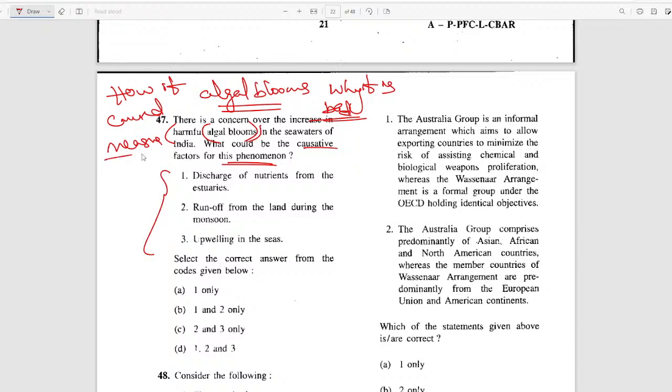And then what are the measures that they have taken, or measures that can be taken. For example, here they are saying what are the positive effects: discharge of nutrients from estuaries, runoff from the land during monsoon, upwelling in the seas. So go through this, the reasons why algal blooms are happening, why it is bad, different kinds of algal blooms, and also the colors associated with it, and any measures to stop that.